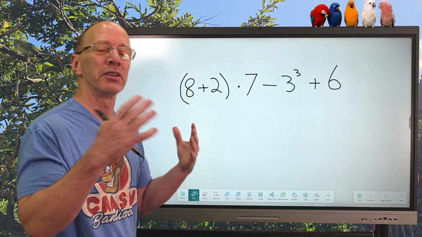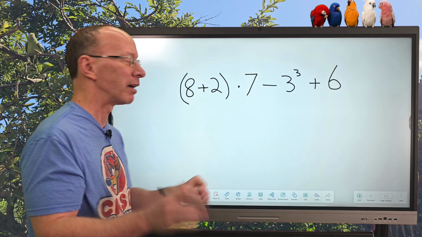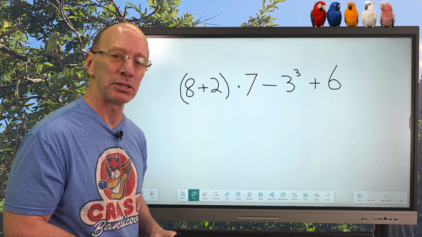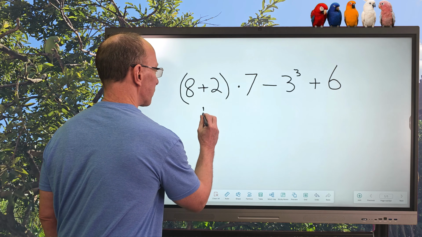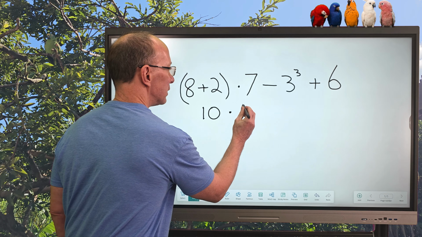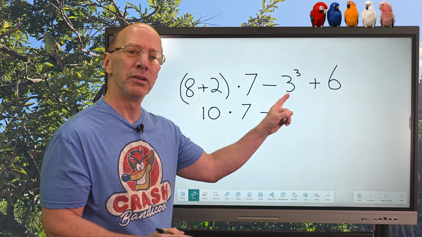And sometimes, when you get more experience, you can dabble in a couple other things and it won't affect the problem. But let's go ahead and do what's inside the parentheses, and that is 8 plus 2 is 10. So let's write the 10 right here. Then times 7 minus, and right now I'm going to do that exponent.